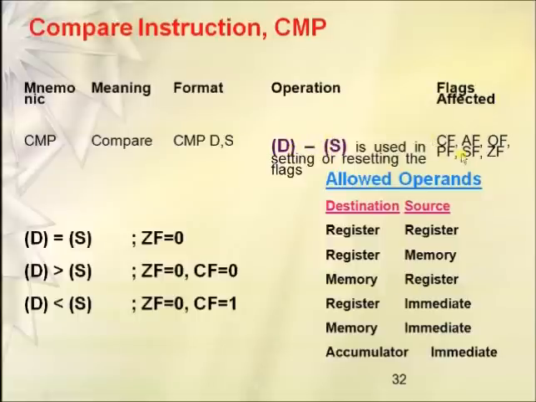If D equal to S, assuming that both destination and source are equal, then ZF will become 1. If D is greater than S, then ZF will become 0 and CF will become 0. And if D is less than S, then ZF will become 0 and carry flag will become 1. Why? Because we are subtracting S from D. The allowed destination and source operands are register to register, memory to register, register to memory, immediate to register, immediate to memory, and immediate to accumulator register.